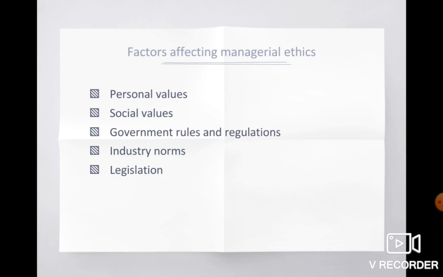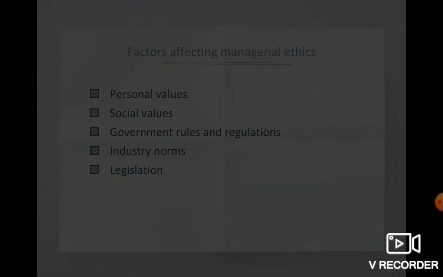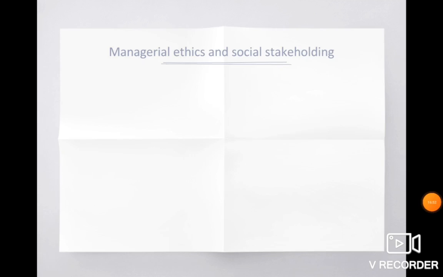So who are they dealing with? What are the different categories of people they're dealing with? Whether they are dealing in a good way, or whether they are dealing with convicts, whether they're dealing with proper people. All of these restrictions may be put especially in order to control any unethical behavior on the part of the businessmen. So next you have managerial ethics and social stakeholding.